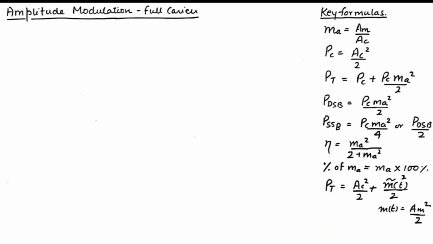When we talk about key formulas, the first key formula is the modulation index, which is given by MA, because this is amplitude modulation, so subscript is A, and this is nothing but the amplitude of the modulating signal upon the amplitude of the carrier signal. And then we have the power in the carrier signal, which is AC square upon 2.